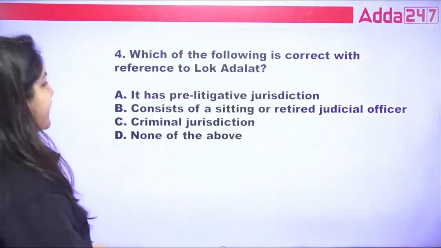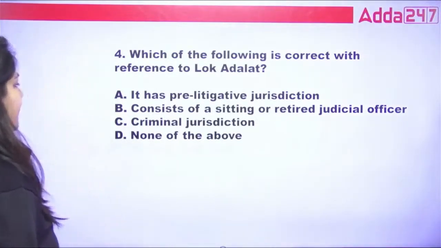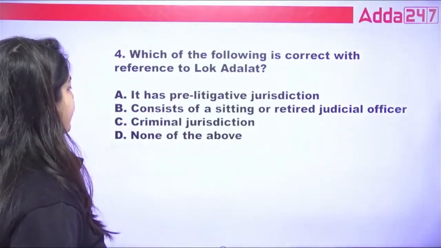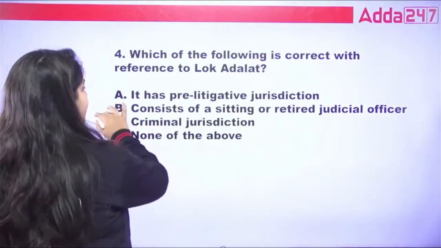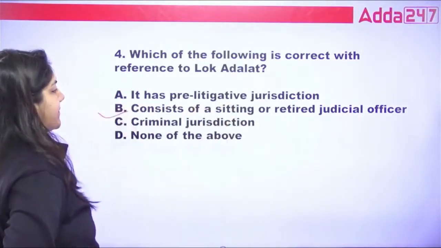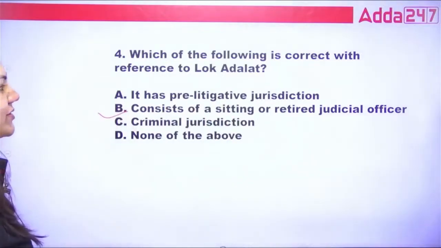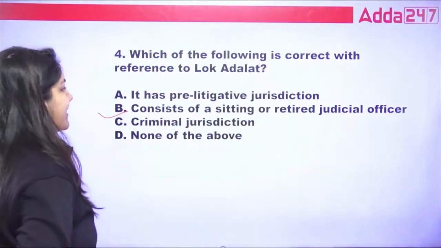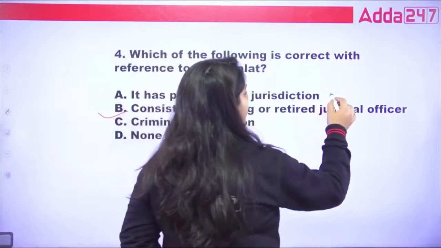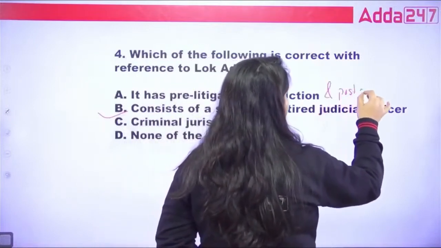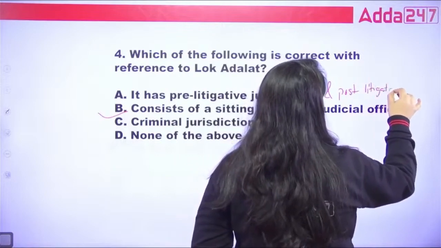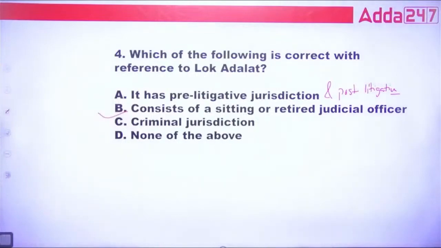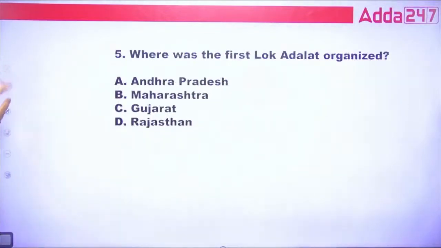So class, it is pre-litigative jurisdiction, consists of a sitting and retired judge, criminal jurisdiction, and none of the above. The correct one is that it consists of a sitting and retired judicial officer, and other persons can also come into the picture. It is pre-litigative as well as post-litigative also. So that's why B is the right answer for this question.